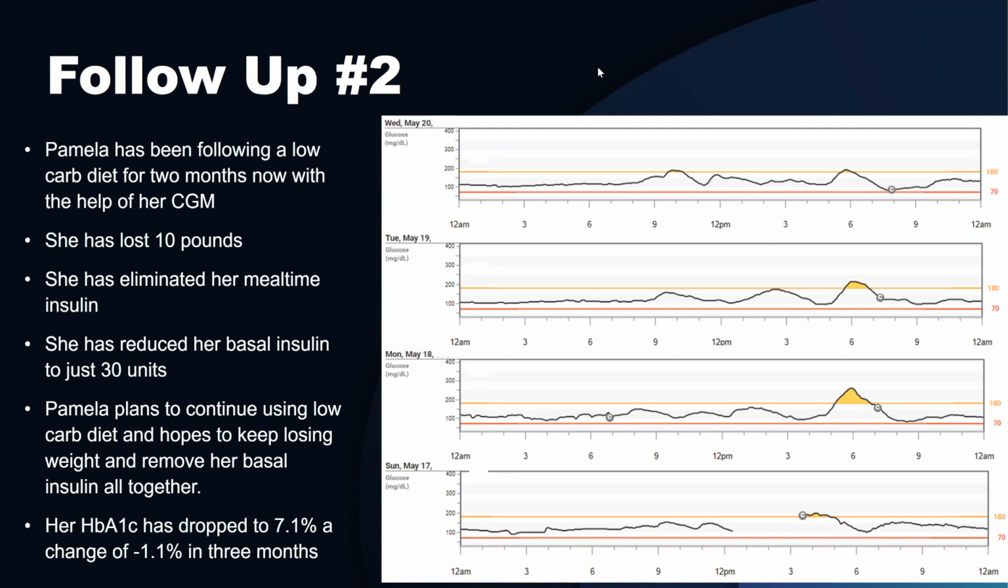At this follow-up visit, she has been able to maintain a lower carbohydrate diet for about 2 months with the help of her CGM. She's already lost 10 pounds, and she's completely eliminated all of her mealtime insulin. Her basal insulin is down to just 30 units, down from 60 units. And she plans to continue the low carbohydrate diet and keep losing weight, and hopes to get off that basal insulin entirely. Her A1C has dropped down to 7.1%, much closer to the target range, and a decrease of 1.1% over 3 months.